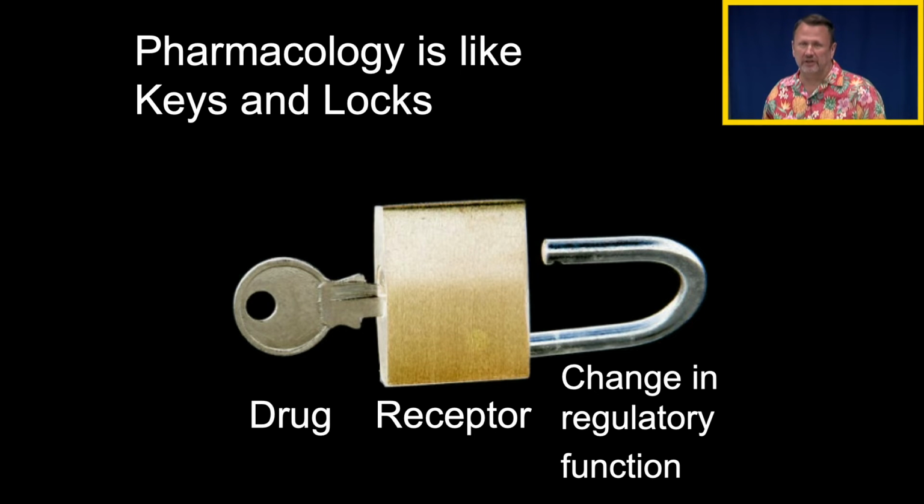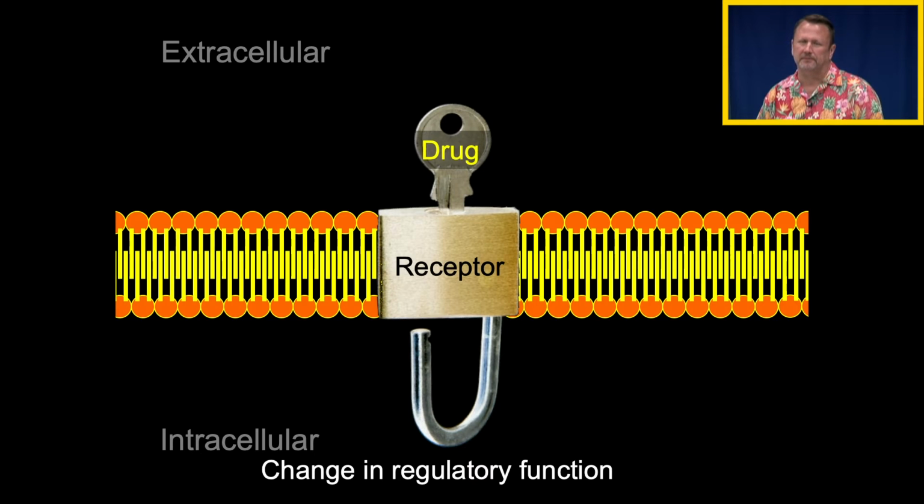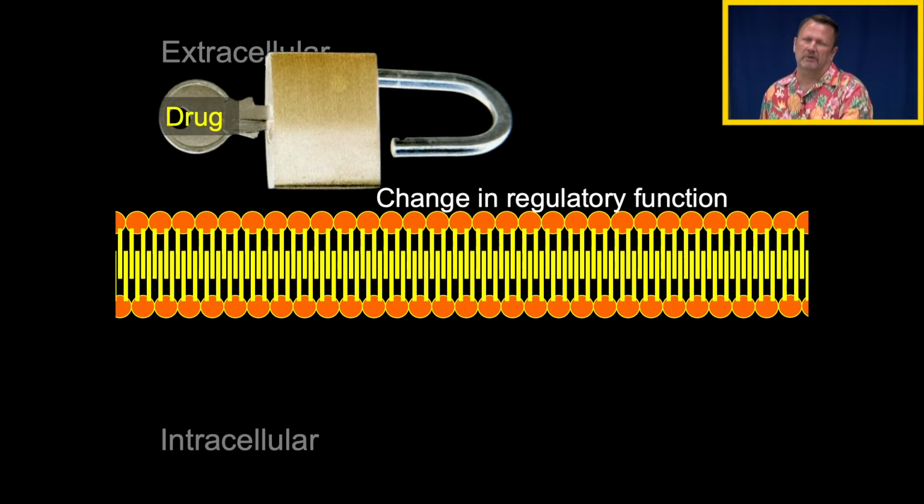So pharmacology is like keys and locks. When we talk about drugs interacting with receptors, it's just going to be like keys and locks. And the near entirety of the time that I use this cartoon, it's going to be a membrane-bound protein that is our receptor that interacts with some kind of extracellular chemical signal that causes a change of regulatory function inside of the cell. So this is what we're going to see the near entirety of the time that we talk about pharmacology.